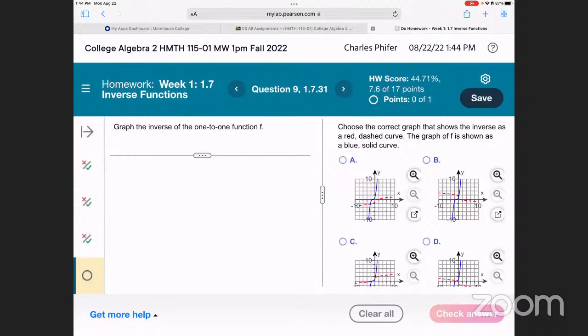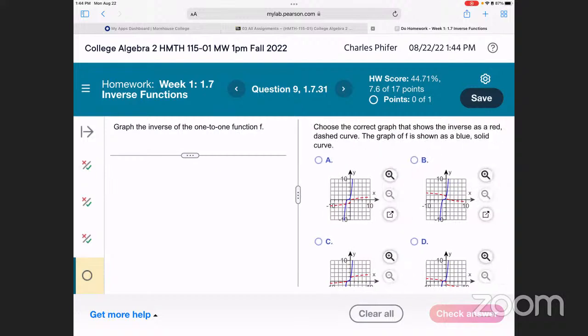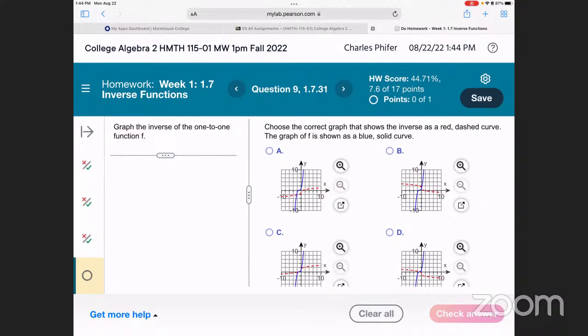Graph the inverse of the one-to-one function. Choose the correct graph that shows the inverse as red. The graph of f is shown as a blue solid curve. So if we rotate it back about the diagonal y equals x, the only one that crosses the diagonal y equals x looks like it's A. That's the only one, because they should cross at the diagonal y equals x. None of the others cross like that and behave properly. So let me just go with A.